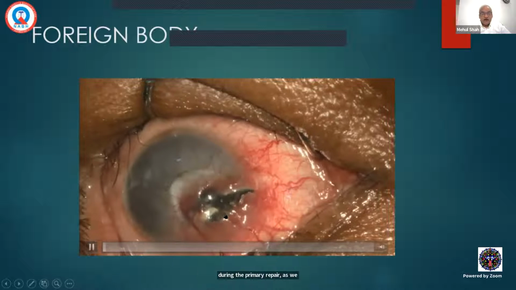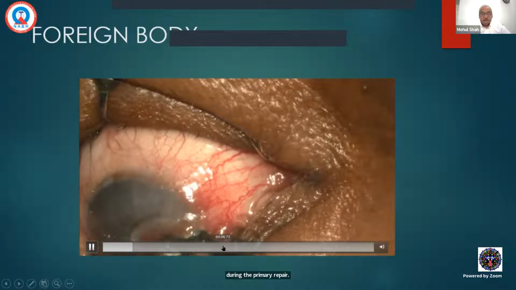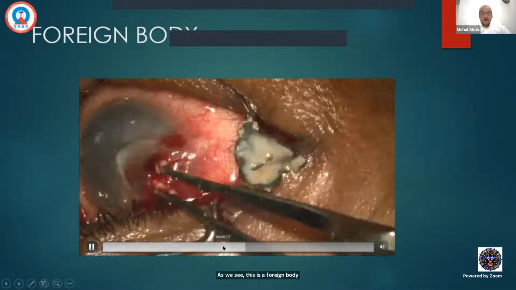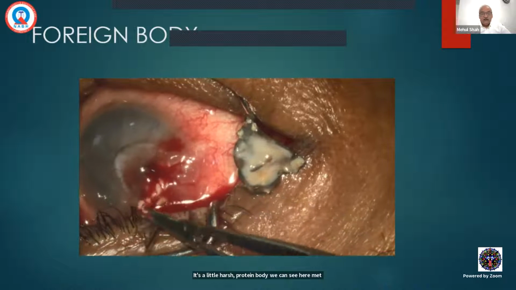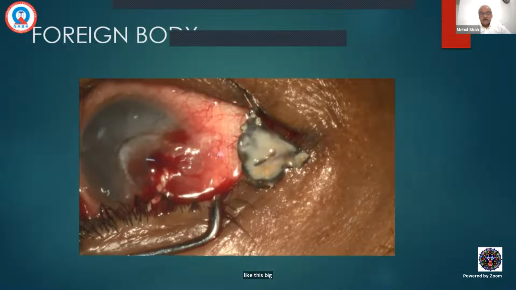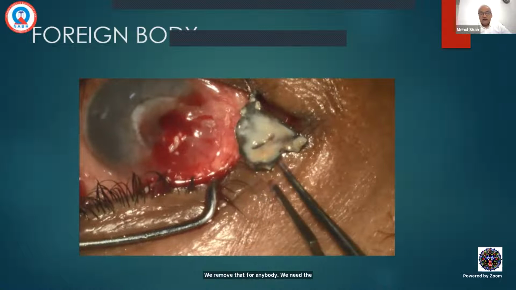As we see, this is a foreign body. This is a large foreign body, metallic. This is big. We removed that foreign body. We did the vitrectomy, removed all exudates, gave an intravitreal injection, and did the patch graft.